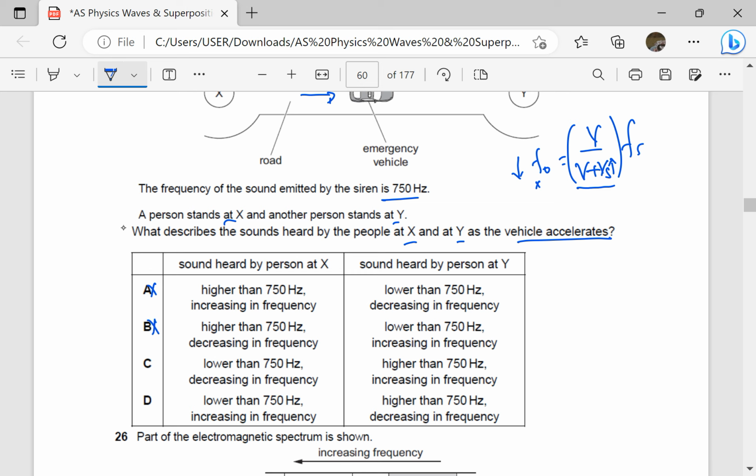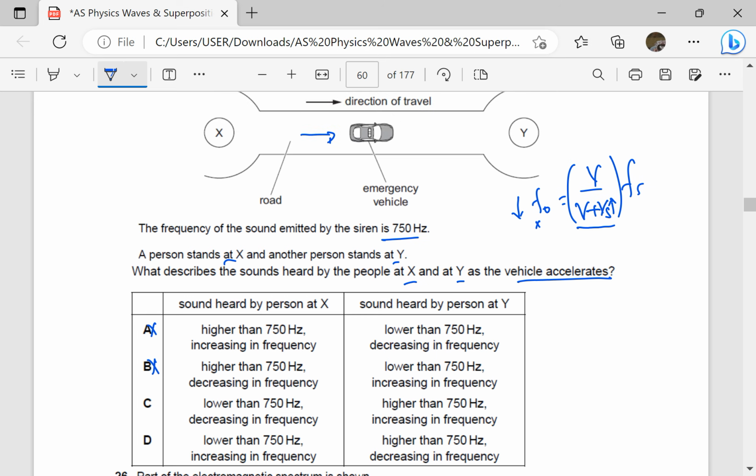So lower than 750, we expect it to be lower. But decreasing in frequency or increasing in frequency? Because the speed is increasing, Vs is increasing because it is accelerating. It is going to be lower than 750 and also decreasing in frequency.